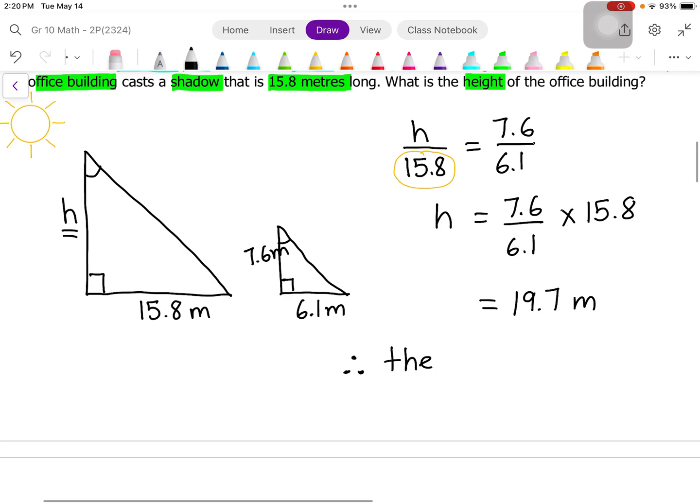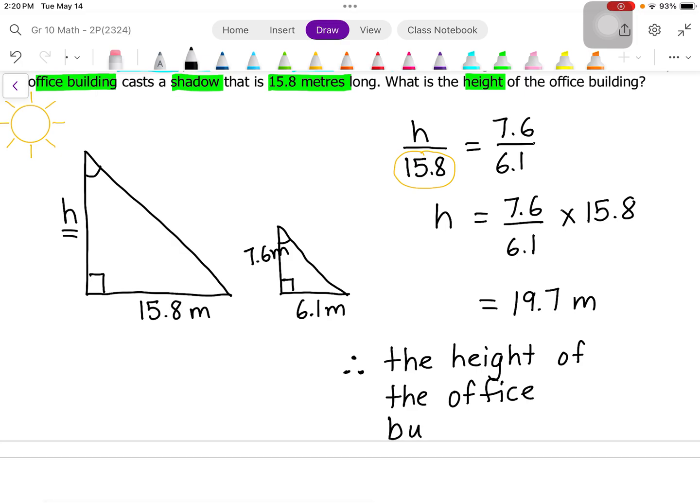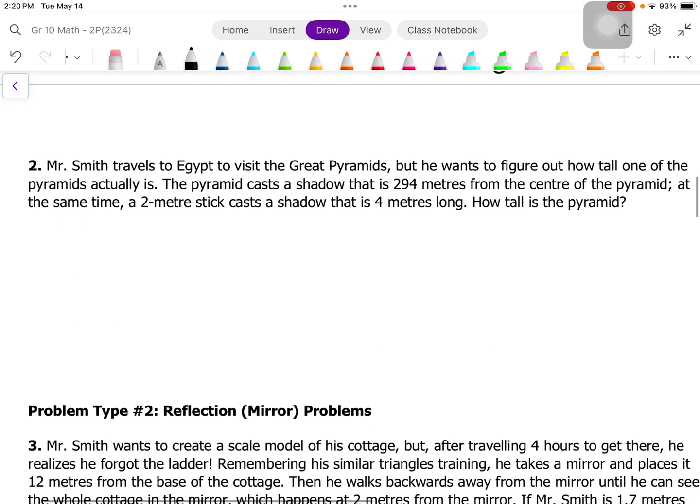So therefore, the height of the office building is 19.7 meters. Okay, let's do one more question like that.